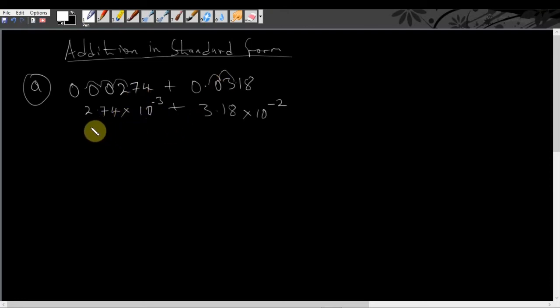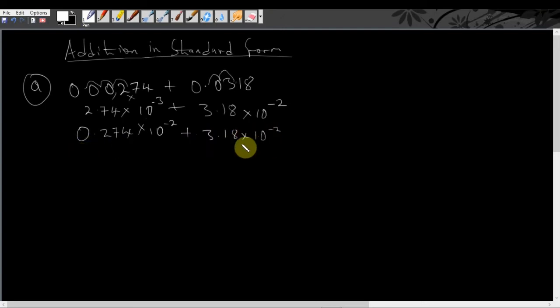You can reduce this one to 10 to the power of negative 2. As in, you choose 0.274, not 2.74. What do I mean? This 0 point means you are starting here now. You are no more starting from this place now. Your dot is here. You are counting 1, 2, which is times 10 to the power minus 2. Then this one comes down 3.18 times 10 to the power minus 2.